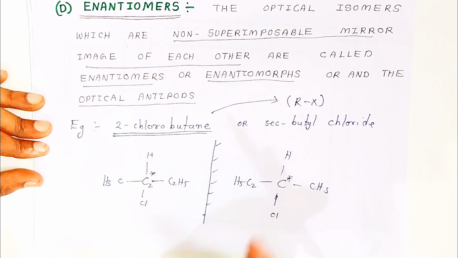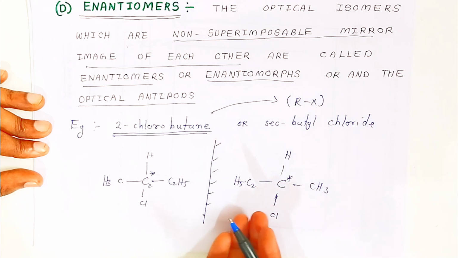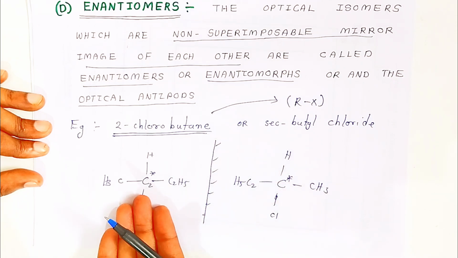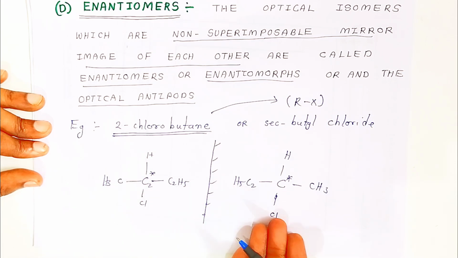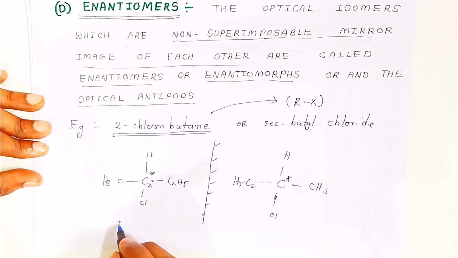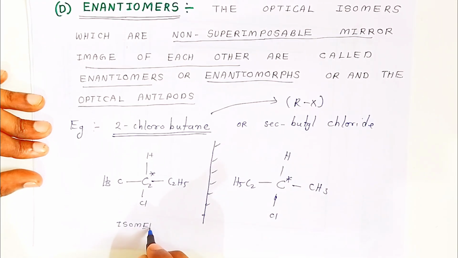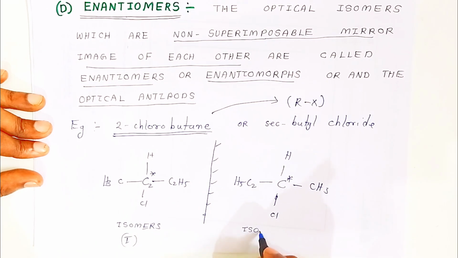See students, on ethyl chloride, if you keep this molecule, methyl chloride will come, and they are non-superimposable mirror images. So by observing the structure only, you come to know that 2-chlorobutane is non-superimposable mirror image of each other. Therefore, these two isomers: this is the first isomer, and this is the second isomer.